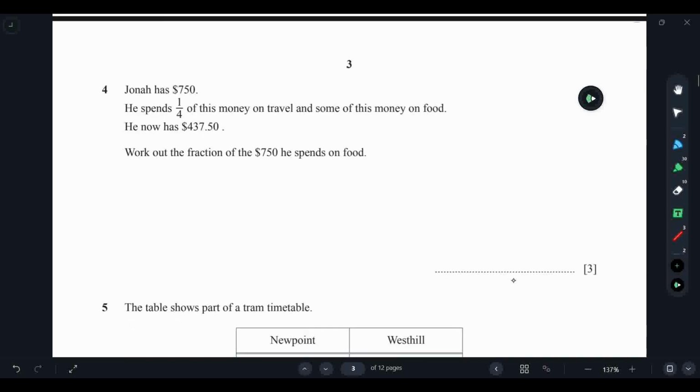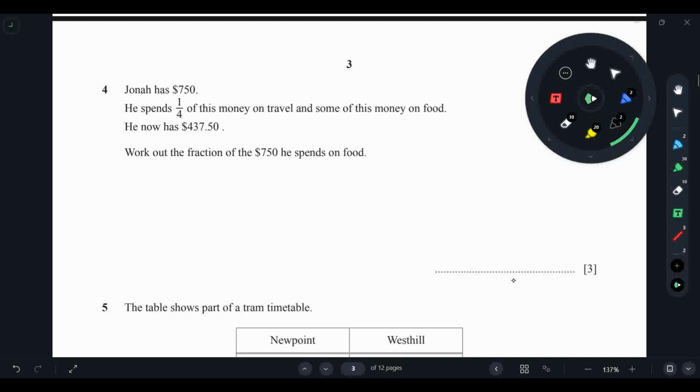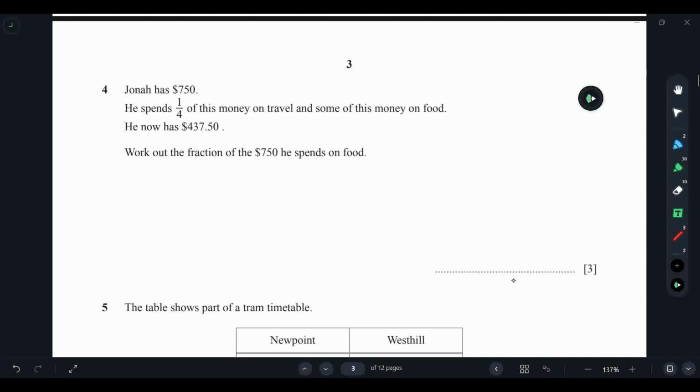Now in question number 4, we need to understand the question first because it is a common sense time and money question. Be very careful about the question. Jonah has $750. He spends 1/4 of his money on travel, some of the money on food. He now has $437.50.